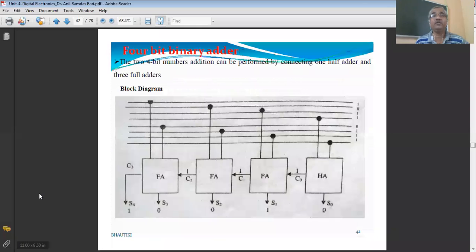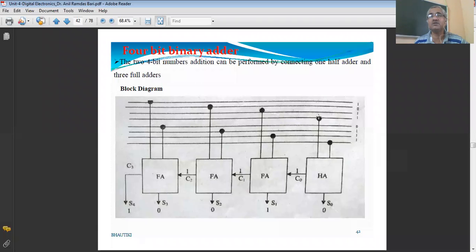So this is a 4-bit binary adder. How to add 4 bits simultaneously? You remember there is not necessary to explain the function of this circuit. You see how the 4-bit numbers can be added by connecting 1 half adder and 3 full adders. So 4-bit, 1011 plus 0111. These numbers we want to add. So how these numbers are added? So take 1 half adder and remaining full adders.